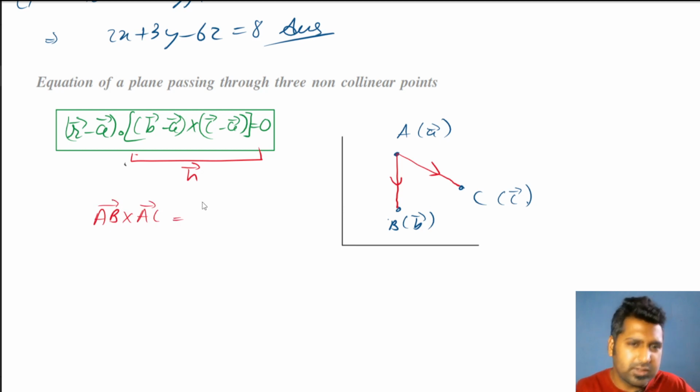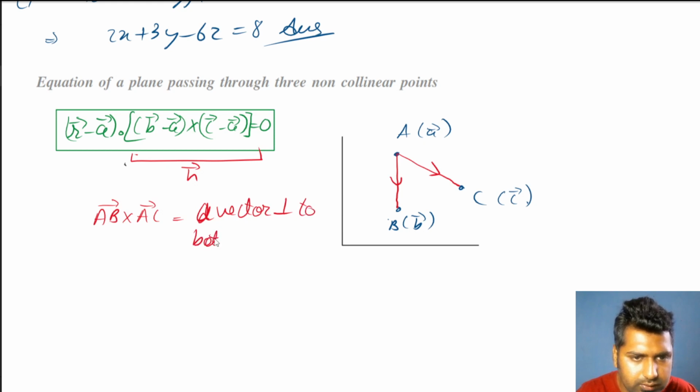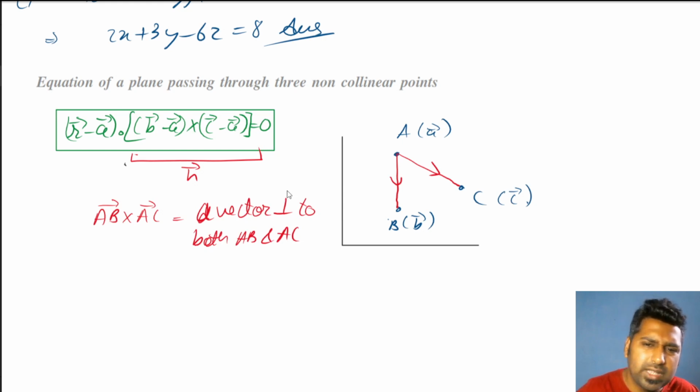So what's actually AB cross AC? What does a cross product give us? Let's go to the basics of vectors. What does a cross product give us? A vector perpendicular to both AB and AC. And try to think, if something is perpendicular to both AB and AC, wouldn't that be your normal vector? Right now I have drawn this in 2D. So a vector that is perpendicular to both vectors will be like something coming out of this point A towards you, out of the screen of your laptop or phone. Okay. So that will be your n vector.